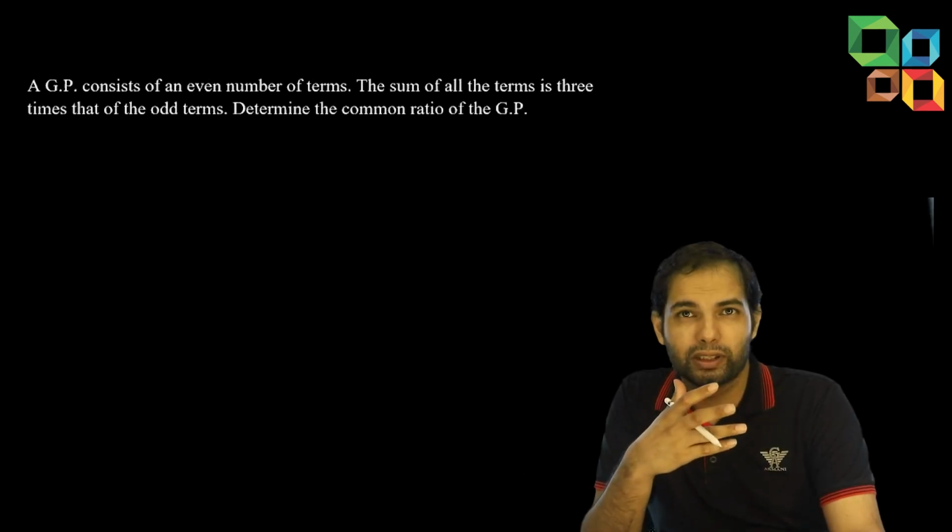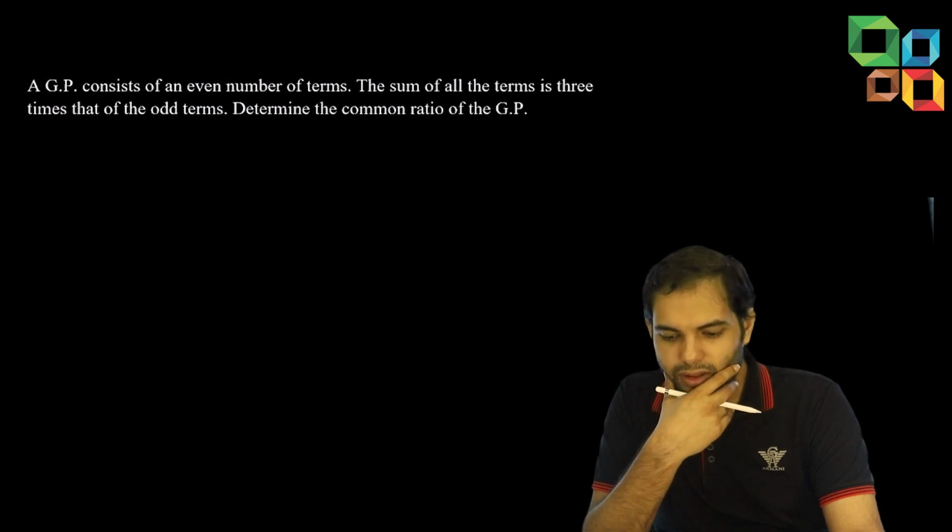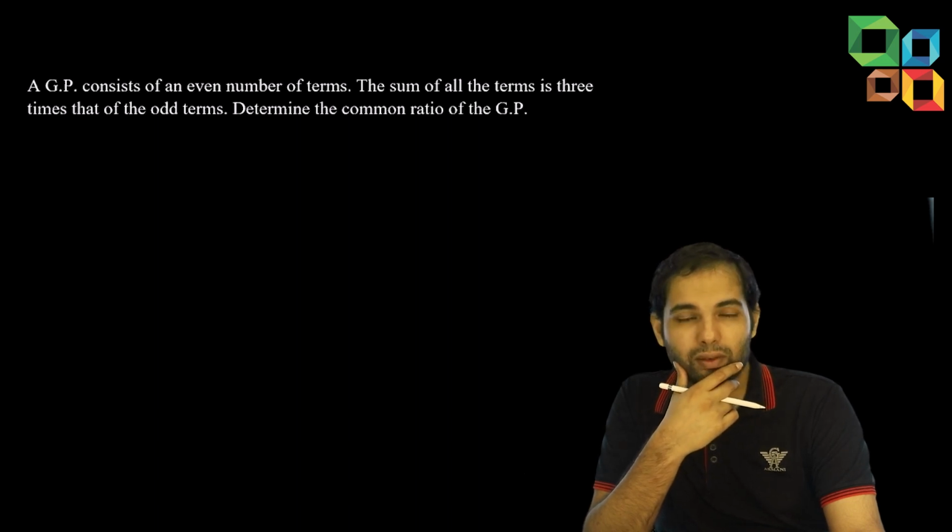Okay, a GP consists of an even number of terms. This is clear, right? Even terms in a GP. Sum of all the terms is 3 times that of the odd terms. What does it mean?